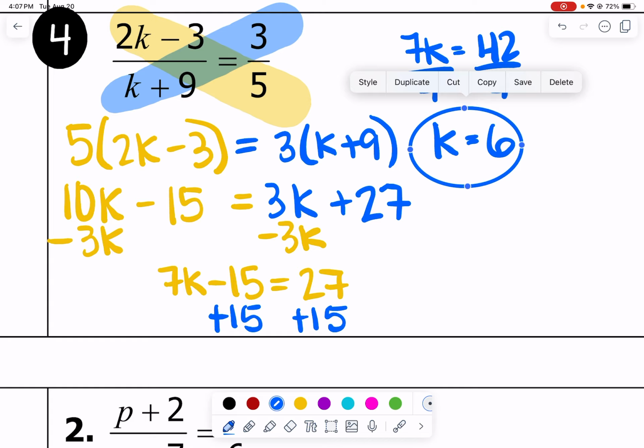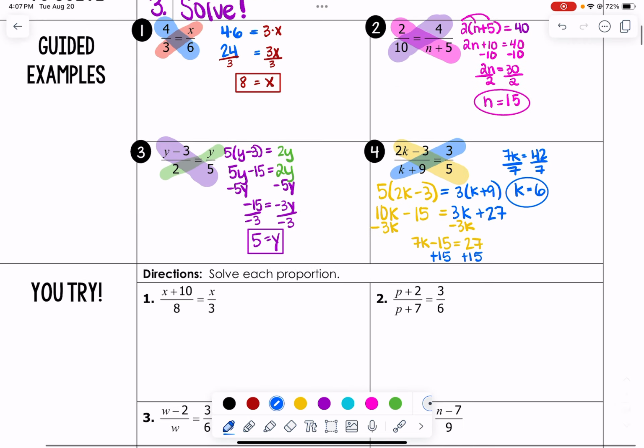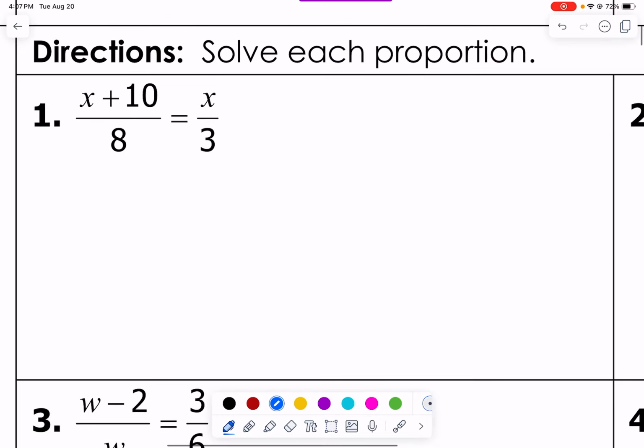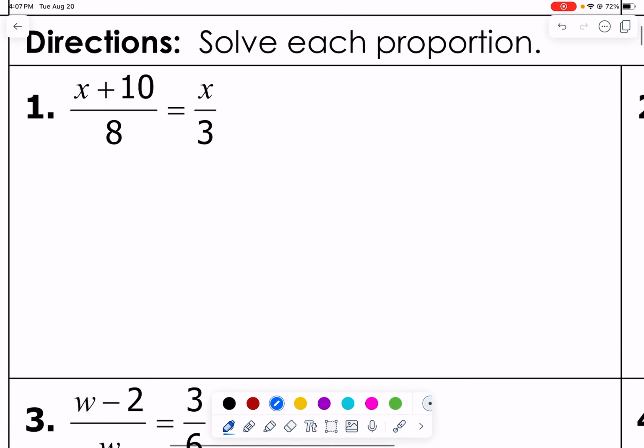Now, in class, I selected 3 problems and I let the students work independently, and then we went over the answers, but I'm going to go quickly through all 6 of these. So let's do that.